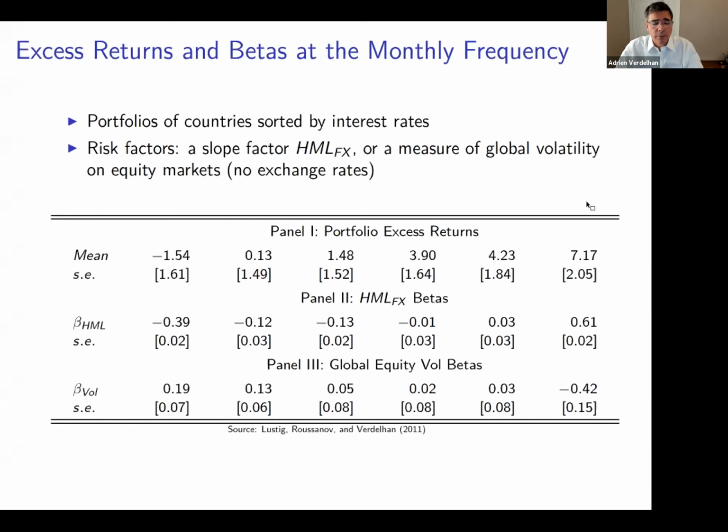The first panel has the same message as the previous one. It turns out that this time it's on a smaller sample where the excess returns are more precisely measured. We can discuss that later, but you see the same message. If you borrow in the US and invest in low interest rate currency, you lose money on average. If you invest in high interest rate currency, you make money on average. And of course, the carry trade is going short the first portfolio, going long the last portfolio.